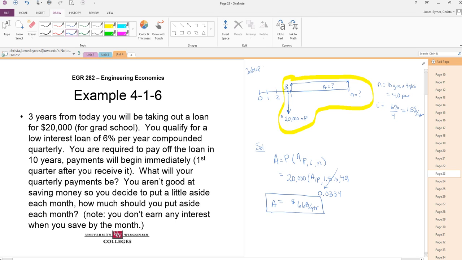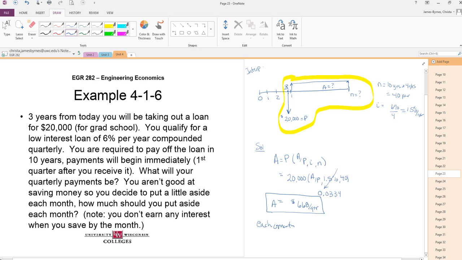But if you're really good with money, you could do that, right? You would have it ready every quarter. You would know every 3 months I got to pay $668. Personally, I am not like that. I'm like this person. I'm not good at saving, so it'd be better for me if I set a little bit aside each month. So what would that little bit aside each month be?